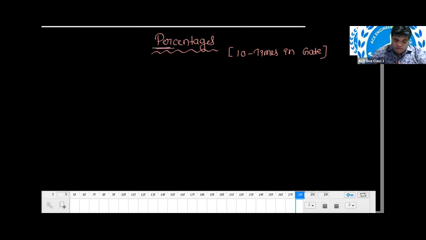Per means line, cent means 100. So when we calculate anything per 100, it is called percentages. In percentages, initially we need some models, some concepts. After that, any question is easy. Our methodology goes from basic up to GATE level.